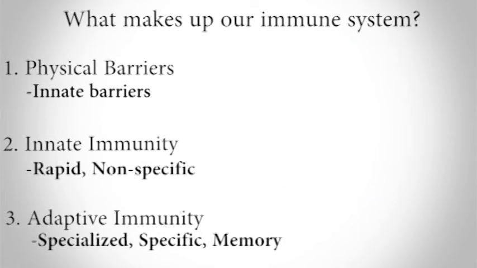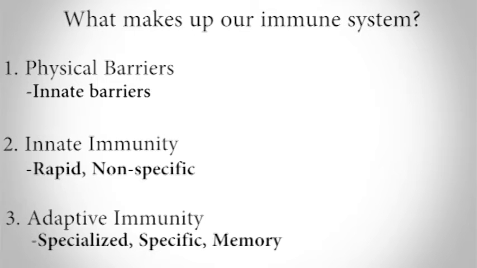It's important to keep in mind that the three components of our immune system act in unique ways to keep us protected from infection. Physical barriers simply act as an innate source of protection from pathogens. The presence of these barriers alone is enough to keep us safe from infection.